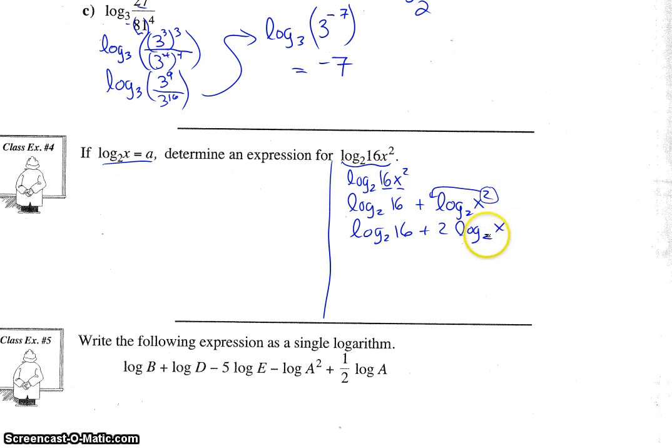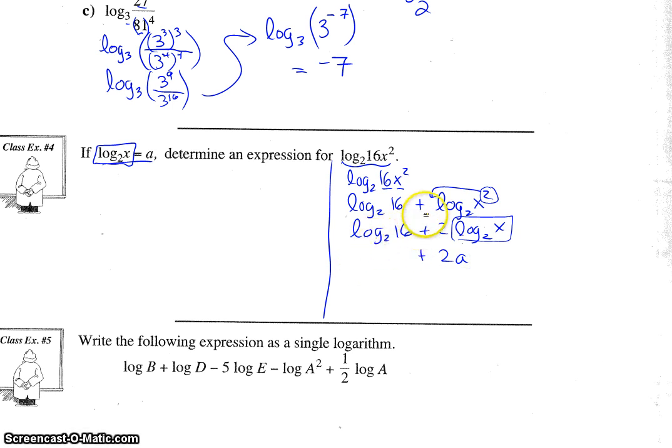Okay, so the reason why we want to do that is because we were given log base 2 of x being equivalent to a. So log base 2 of x here could be replaced with a. So we'd have 2a. Oh, and then what can we do with this one?